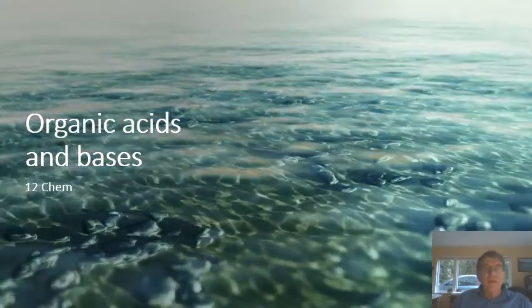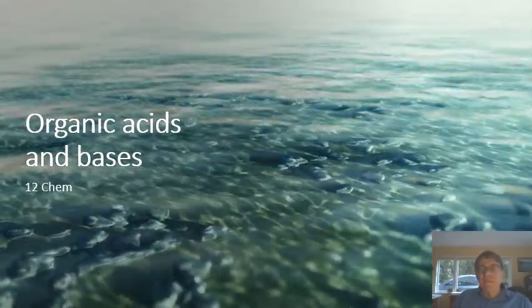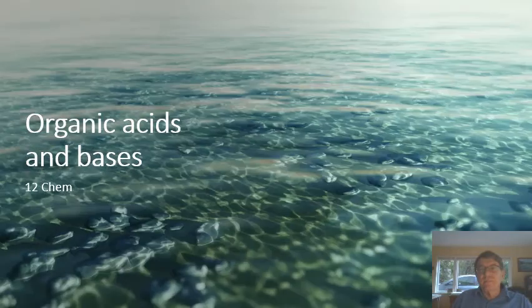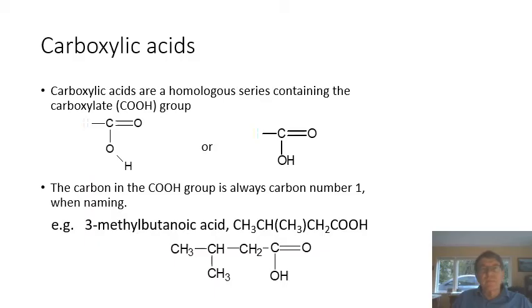These slides cover organic acids and bases. Let's start with acids. Organic acids are called carboxylic acids. Carboxylic acids are a series that contain the carboxylate group. Now, the carboxylate group is written as COOH normally in formula. If you expand it, it can be written like this or this.